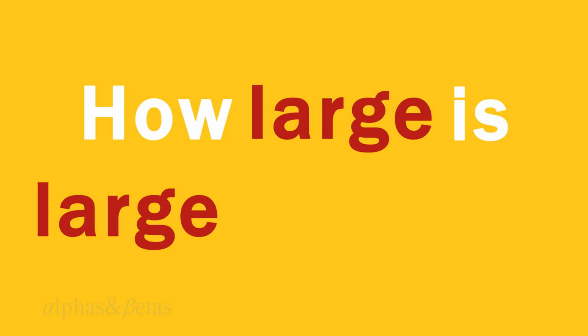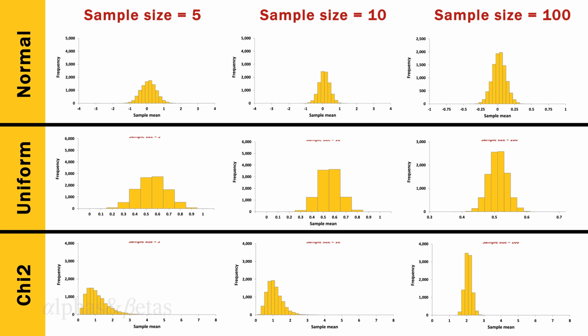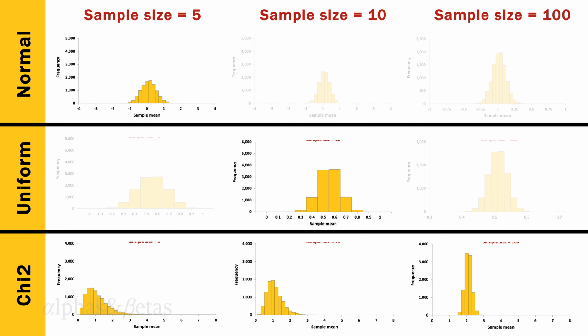How large does the sample size need to be for the sampling distribution to be approximately normal? You may have heard of rules of thumb like at least 30 observations, but it actually depends on the population distribution. The more non-normal it is, the larger the sample you need. If you're drawing from a normal distribution, we saw that the sampling distribution already looked normal when we were averaging only about 5 observations. When we were drawing from a uniform distribution, we needed about 10 observations. Whereas when we were drawing from a chi-squared distribution, we have to average about 100 observations.